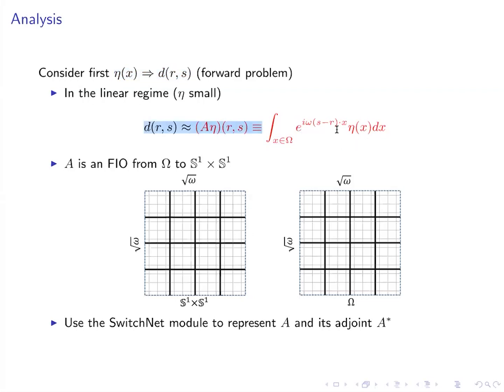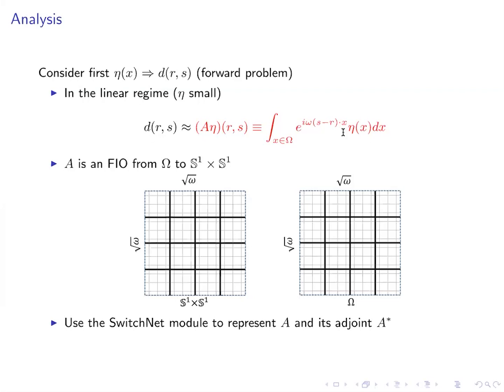Now this looks somewhat like a Fourier transform. In fact, it's not exactly a Fourier transform, but very close. The most important thing is that this operator itself is an FIO, a Fourier integral operator, between two domains. One is X, the spatial domain, and the second is the R, S domain, S1 cross S1, because a unit circle in 2D. So this allows us to use a SwitchNet to represent A.